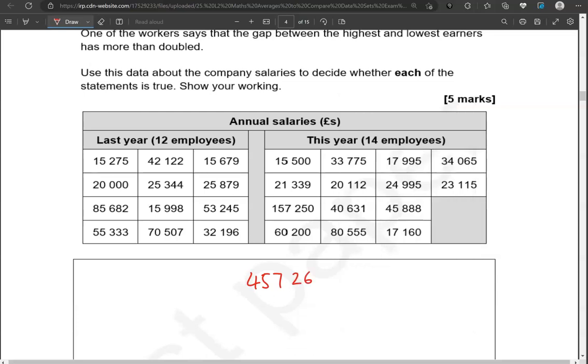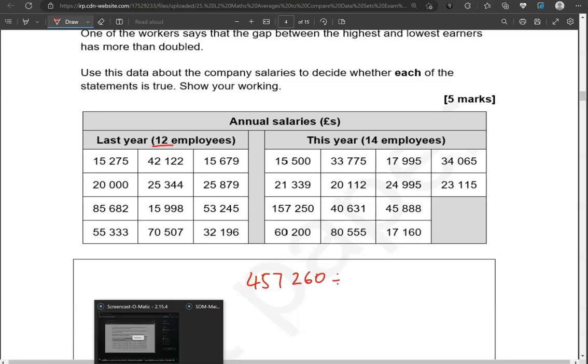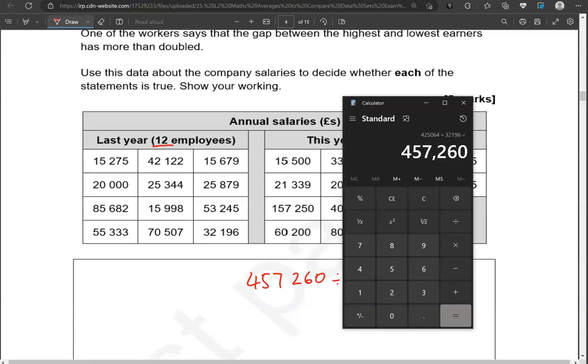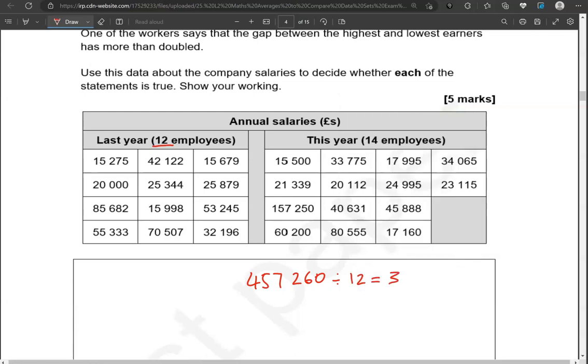457,260, which we're going to divide by 12 because there are 12 employees, and that gives us 38,105. Let's repeat this for this year.